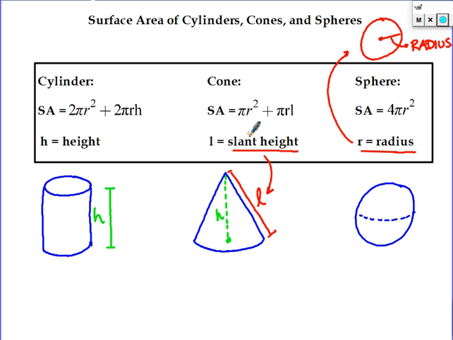Now there is no slant height in a cylinder because it doesn't have a slant. It's all up and down. So for the cylinder, we're still going to use h in our formula. But in a cone, we're not going to use it. We're only going to use the slant height. Okay, so again, it's as simple as finding what kind of solid you have and plugging into the formula.